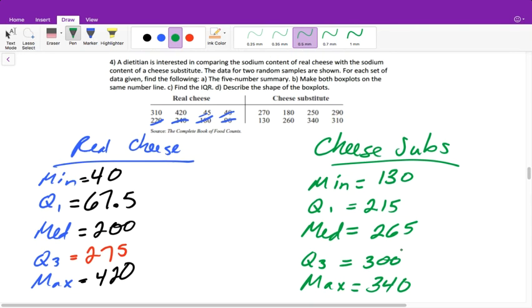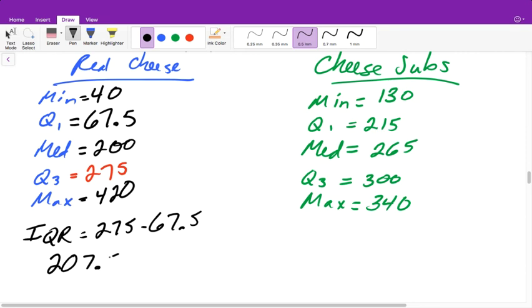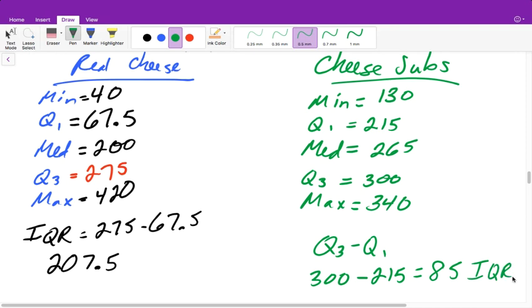All right. It says make a box plot. I'm going to do that second. And then it also says find an IQR. I didn't put this in your answer key. So your IQR is equal to your Q3 minus your Q1. So your IQR for this one is equal to 275 minus 67.5, which is equal to 207.5. So the IQR of our real cheese is 207.5. For this one, we will do Q3 minus Q1, which is then going to give me 300 minus 215, which is then equal to 85. So the interquartile range is 85.